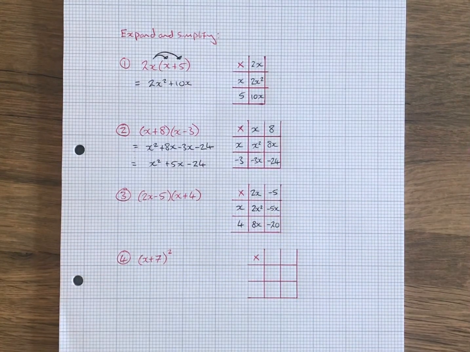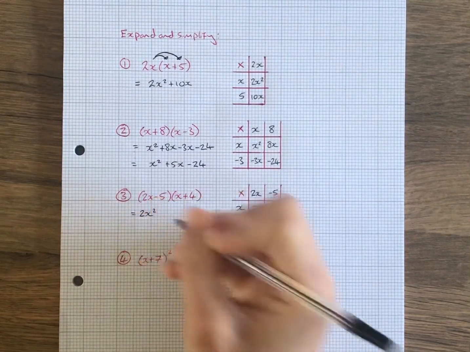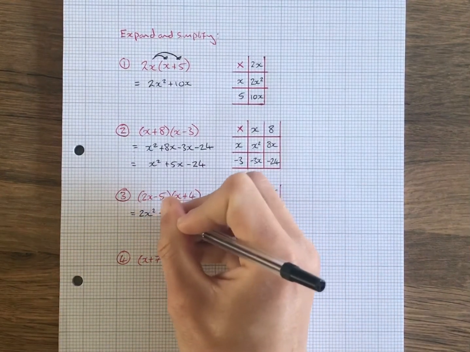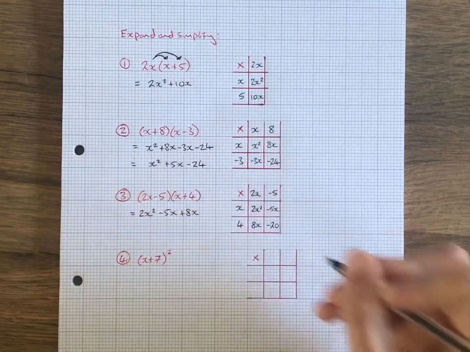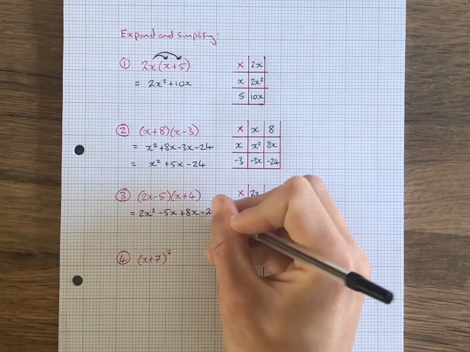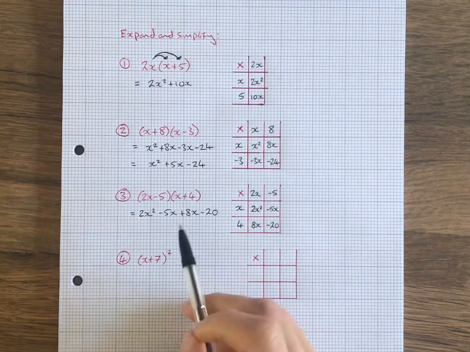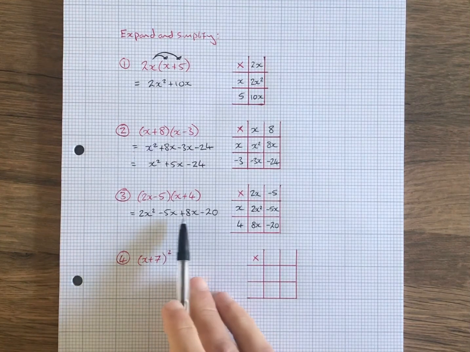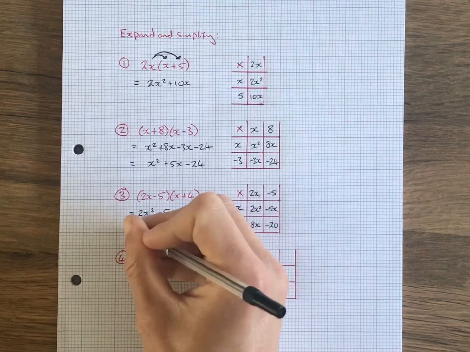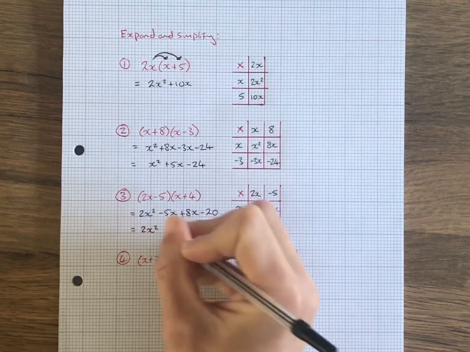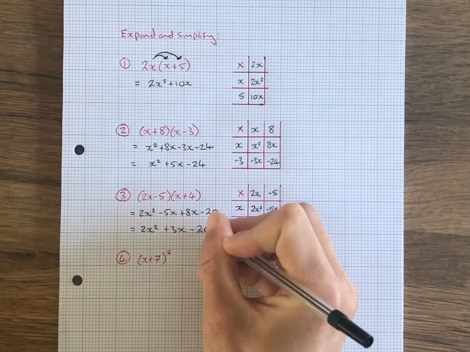And then we're going to add those 4 terms together. So that's going to give us 2x squared, take away 5x, plus 8x, take away 20. And then we're going to look again and see if there's anything here we can simplify. We've got -5x, add 8x, which is going to give us plus 3x. So our final answer will be 2x squared plus 3x, take away 20.